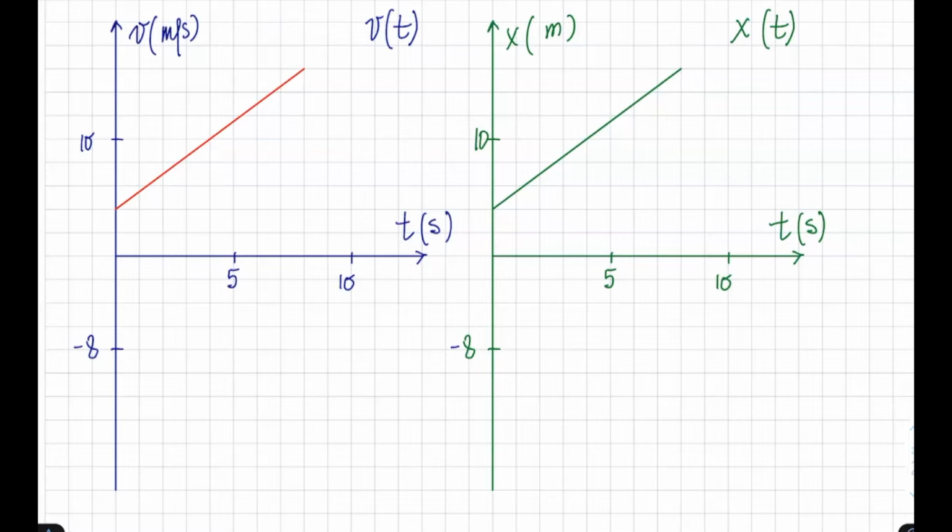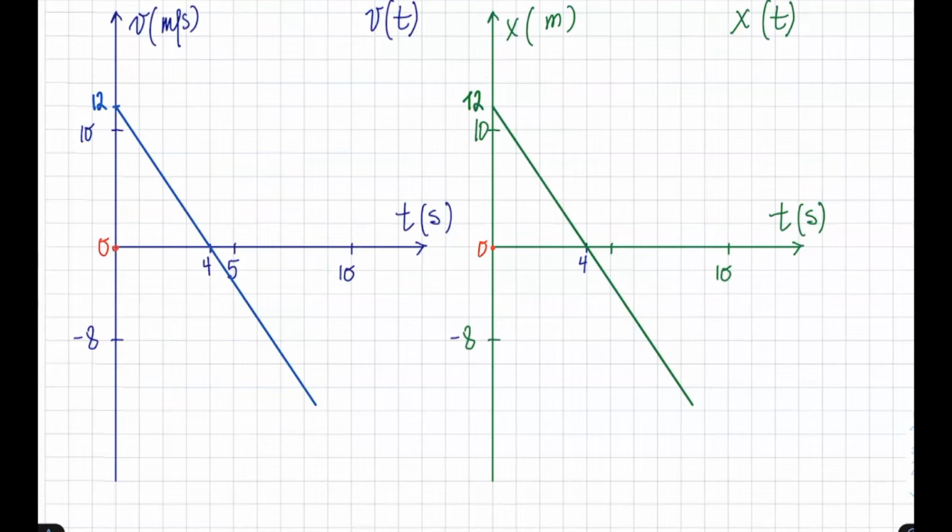Now look at the next pair. The one on the right, the green graph, shows us that the object started at what would be 4 meters away from whatever our point of reference 0 was. Maybe house, maybe school, maybe bus stop, whatever. So it started at 4, and then it started moving.